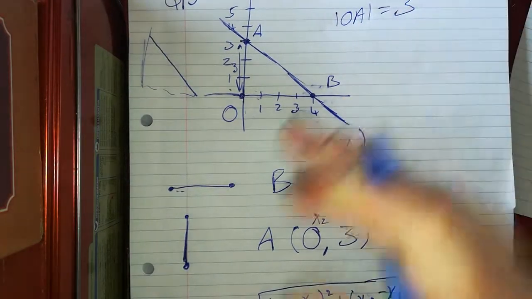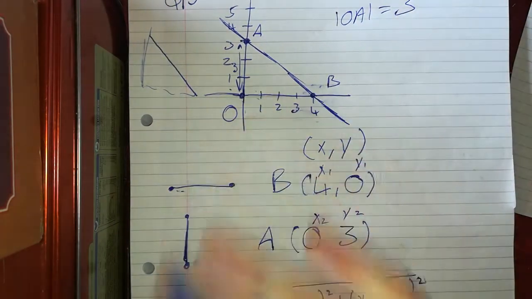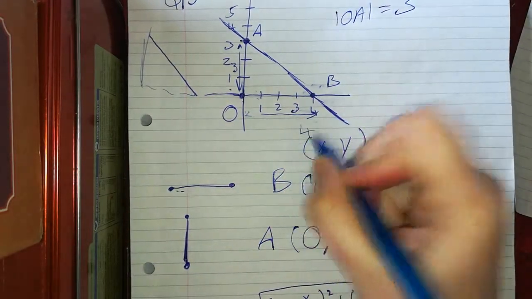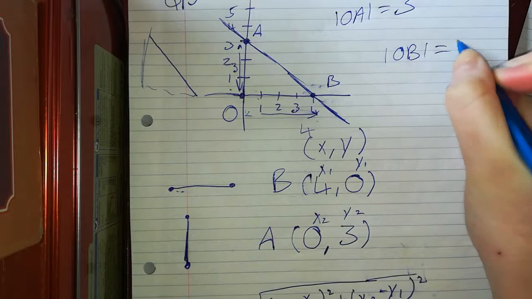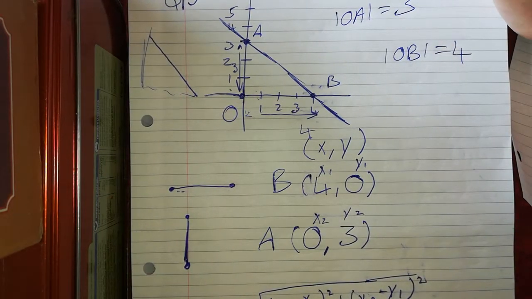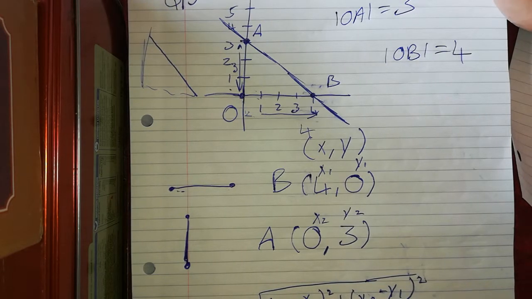So if you have a straight line, we can actually just count. But if it's anyway slanted, we have to use the distance formula. And from here to here, it's 4. So OB is 4. If it's exactly horizontal or vertical, we can just count. And then use the theorem of Pythagoras to find the length of the hypotenuse AB.